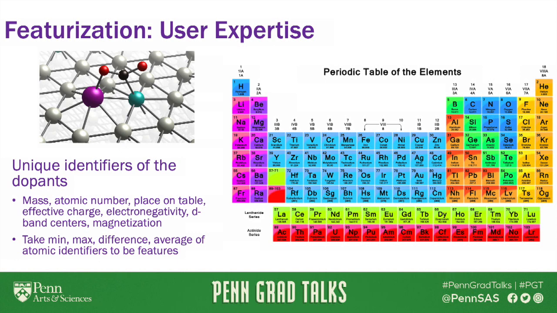But using our chemical expertise, we decided to make the identifiers, the dopants, just the unique different characteristics of the individual atoms. So just looking at the periodic table, we assign the mass, atomic number, place on the periodic table, the effective charge, all of these simple things to calculate for each individual atom that we can then correlate to the binding energy, which is a much more complex calculation. And we take the summary statistics, minimum, maximum, average of these different features to correlate to the minimum, maximum of these unique atomic identifiers to be the features that we correlate to our binding energy of interest.